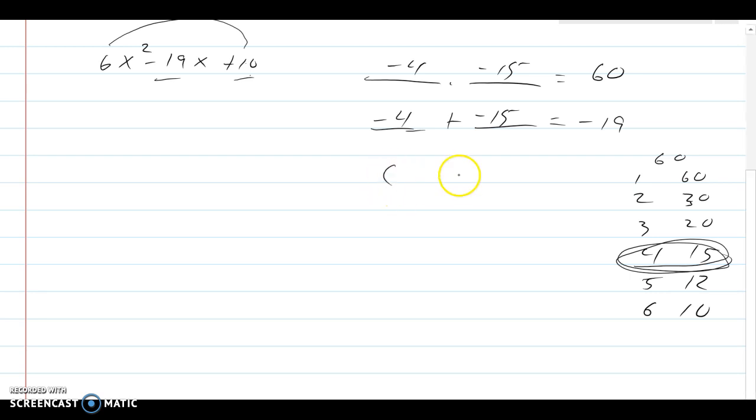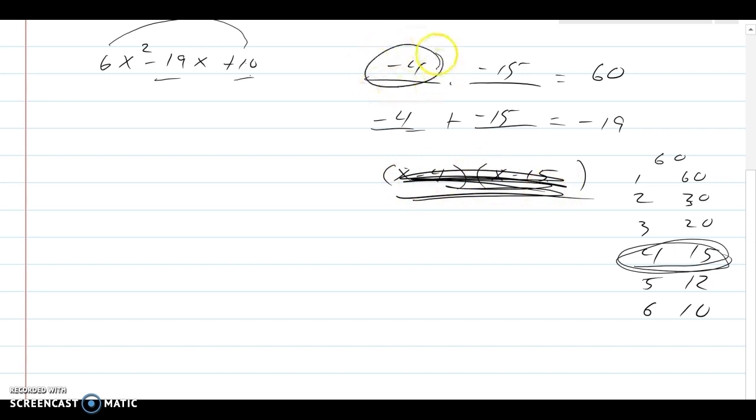They try to do the thing that we did before in the previous section, 5.2. They try to say, well, it's going to be x minus 4 times x minus 15. There, I'm done. But this is just total and complete nonsense. Because if you try to check it, is x times x going to be 6x squared? No. Is negative 4 times negative 15 going to be positive 10? No. You would get negative 4x minus 15x is negative 19x. You would get that. But this is not correct. This is not what you do.